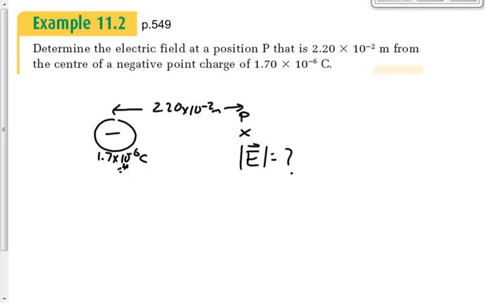Is that a producer or experiencer? Is that causing the field or is it feeling the field? It's causing it. Yeah, it's a producer. Now, if there was a charge right here at point P, it would be experiencing the field. If we had information about the experiencer, then we could use the experiencer equation. But we don't. We do have information about the producer, so let's use the producer equation.